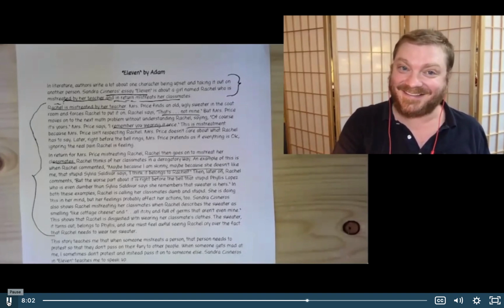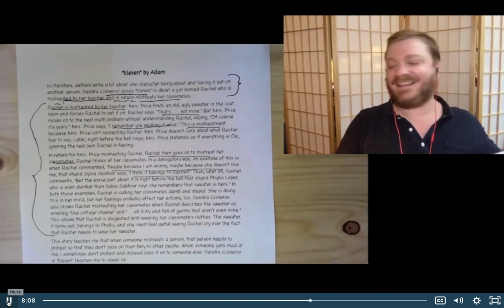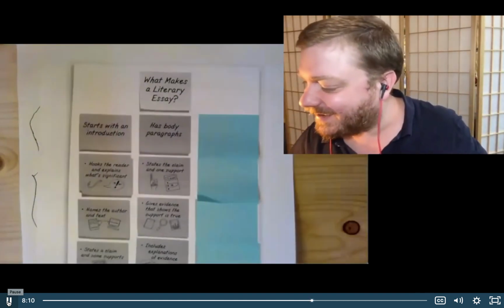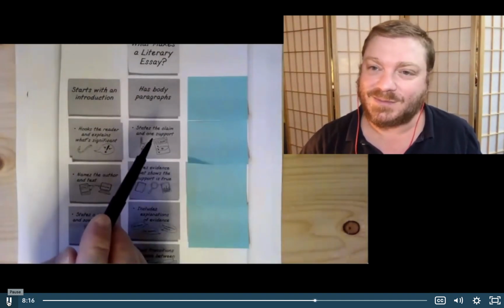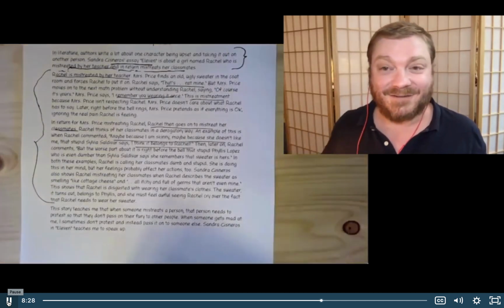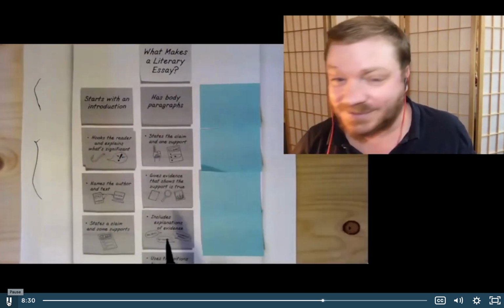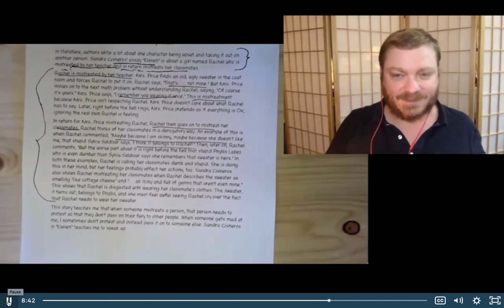What are you thinking? I know you've written literary essays before, and I bet you saw some of these things. That at the beginning of each body paragraph, the author will state the claim in one's support, right? Whether Rachel is being mistreated or Rachel's mistreating others, gives evidence to show that the support is true. We saw lots of things like quotes from the text to show that that's true. Includes explanations of the evidence after the quotes. Adam, the author of this essay, says a little bit of why, and also uses transitions to move between parts, right? So those are all aspects of what are in body paragraphs.